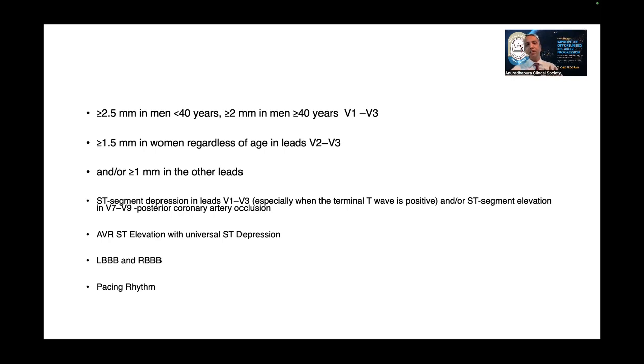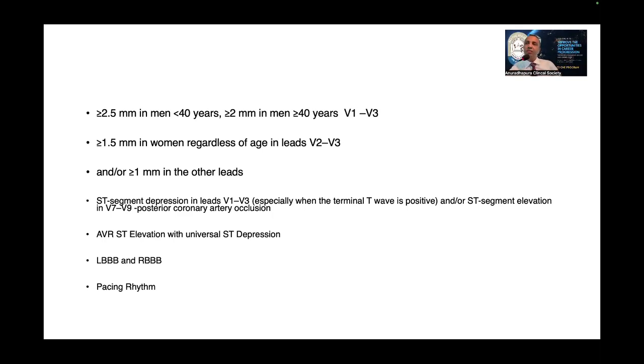Let me be clear. For males, at least V1 to V3 changes: above 40 years, 2 millimeters, and below 40 years, 2.5. In all the other leads, 1 millimeter. For females, V1 to V3, 1.5. That is one criterion for ST elevation.